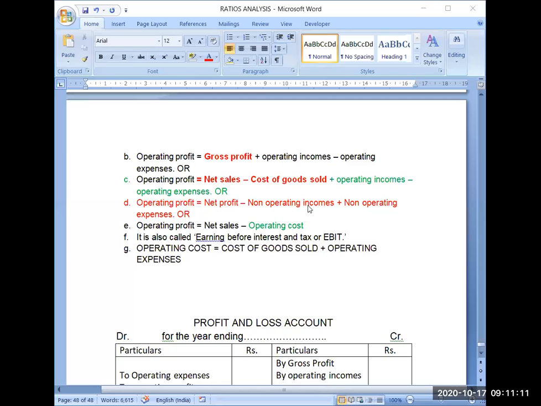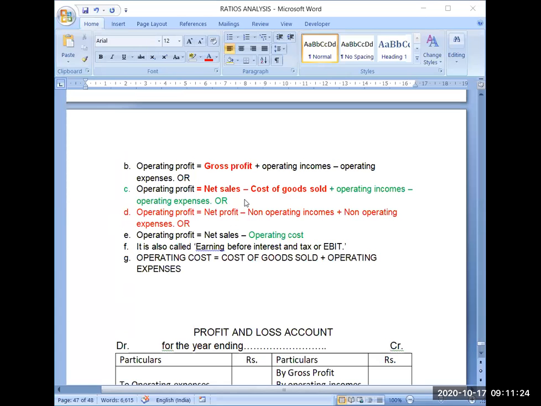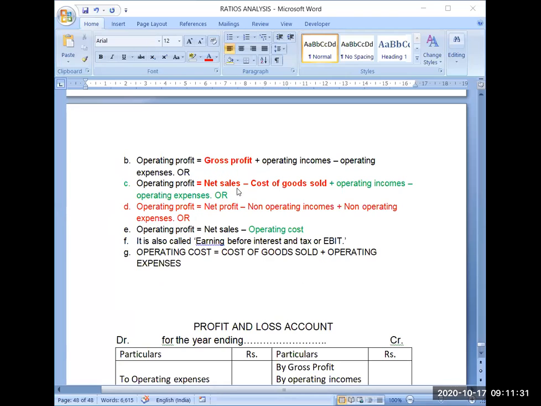Like gross profit plus operating income minus operating expenses, what you will get? You will get operating profit. So here you can see gross profit plus operating income minus operating expenses. Or you can say how you calculate gross profit: net revenue from operation minus cost of revenue from operation. So the next formula is revenue from operation minus cost of revenue from operation. Instead of writing gross profit, we have adjusted the formula for gross profit here. That way we came to know about revenue from operation minus cost of revenue from operation plus operating income minus operating expenses. We will reach the operating profit.